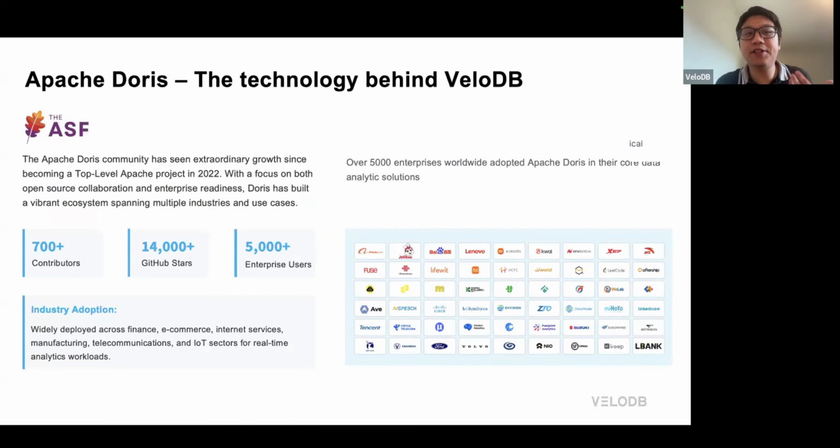Apache Doris is a top-level Apache project. We have more than 14K GitHub stars, almost 15K, and a lot of enterprise users across the world leverage us for their business, and we have a rich community of 700 plus contributors. You can see some of the logos on the right side of companies who leverage the technology for their enterprises. This includes both customers who leverage the open source version of the product, as well as those who leverage the commercial version through VeloDB and associated companies.